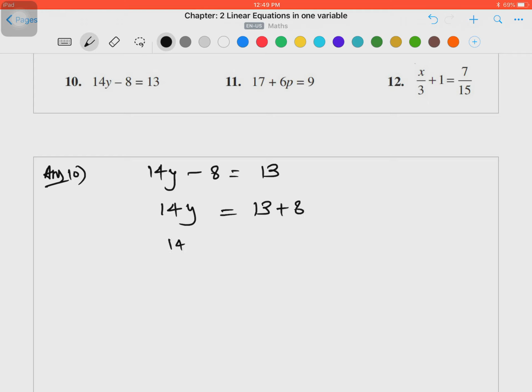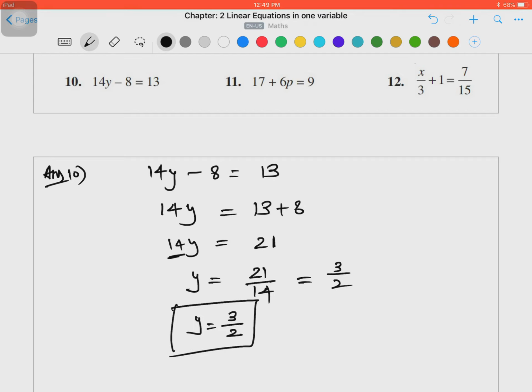So here we have 14y equals 13 plus 8 is 21, or y will be equal to 21 by 14. As this 14 is here in multiplication, it will come in division here. Both numbers are divisible by 7, so when you divide them by 7 you will get 3 by 2. So that's our final answer. y is equal to 3 by 2.